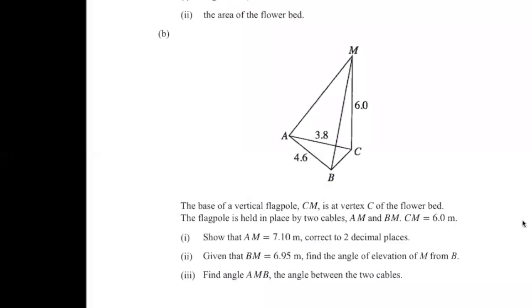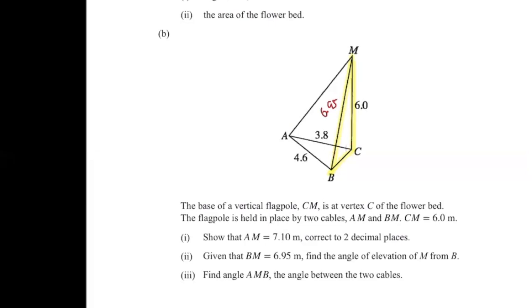For B part 1, you want to find AM. Try to understand that the flagpole is at CM and it is vertically upright, which means that this triangle here is a right angle triangle. So you use Pythagoras theorem to find AM. In a very similar way, they gave you BM in part 2 to be 6.95, and this is again a right angle triangle, so you can find the angle of elevation here.